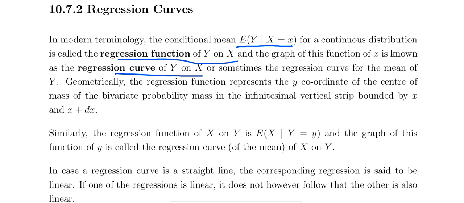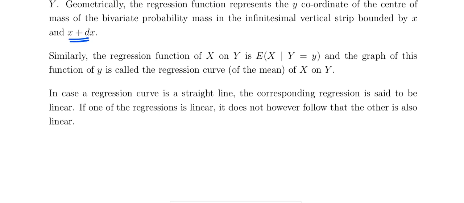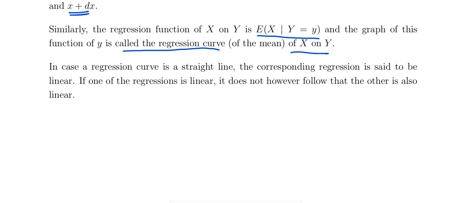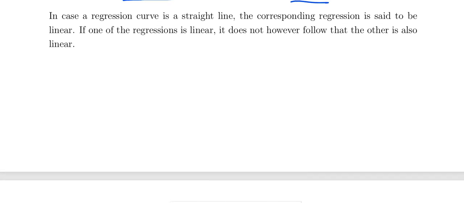The regression function represents the y coordinates of the center of mass of the bivariate probability mass on the vertical strip bounded by x and x plus dx. In the same way, the regression function of x on y is E of x given y equals y. The graph of this function is called the regression curve of x on y.